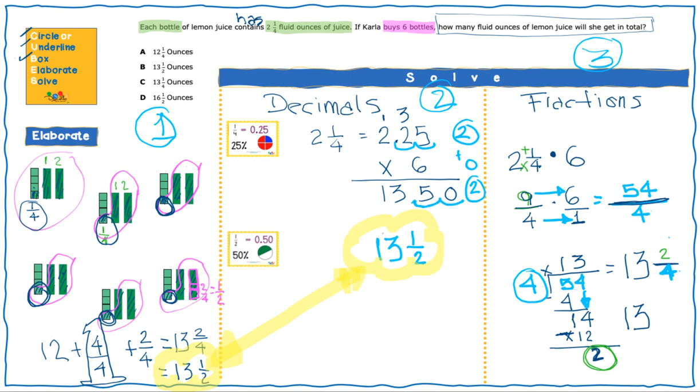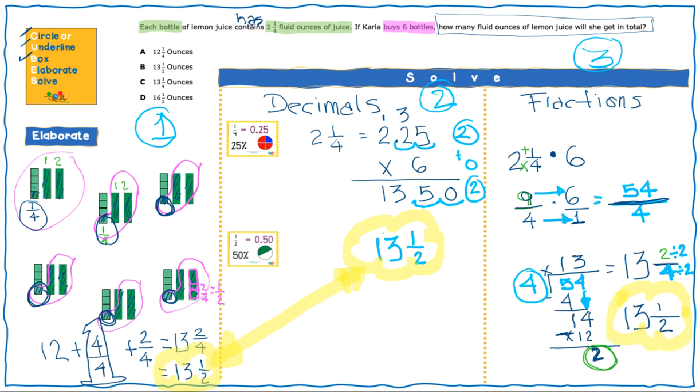How do we simplify a fraction? By dividing by the same number on the numerator and on the denominator. 2 divided by 2, that gives me 1. Great. 4 divided by 2, that gets me 2. Excellent. And do you notice how we got again the same answer?